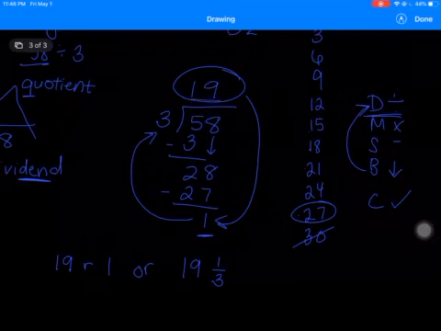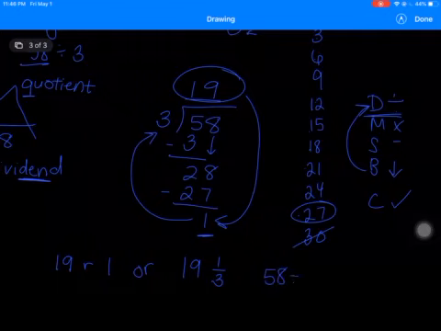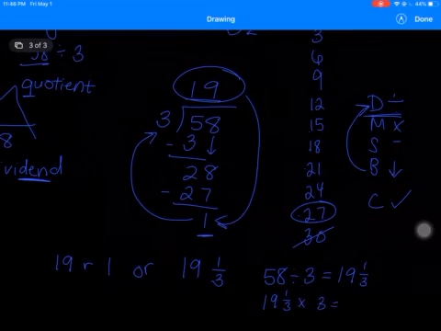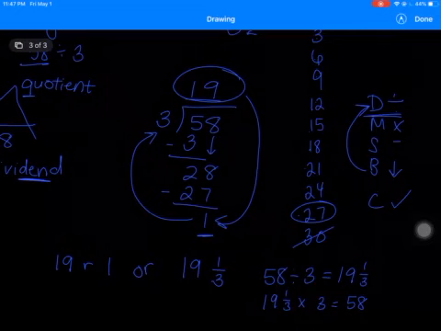We have all the numbers that we need. We have our answer 19, and we have 3 and 58. So if I were to write this problem out as division, it might look like 58 divided by 3 equals 19 1/3, or 19 remainder 1. If I want to make it into multiplication, I just need to flip it around. 19 1/3 times 3 equals 58. Now, you may not want to multiply a fraction, and that's okay. We can take the fraction out and multiply 19 times 3 just to see if we get close to 58.